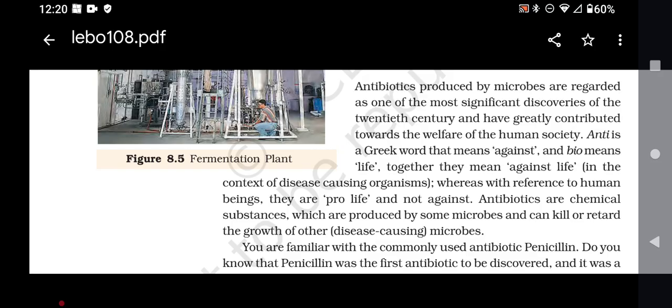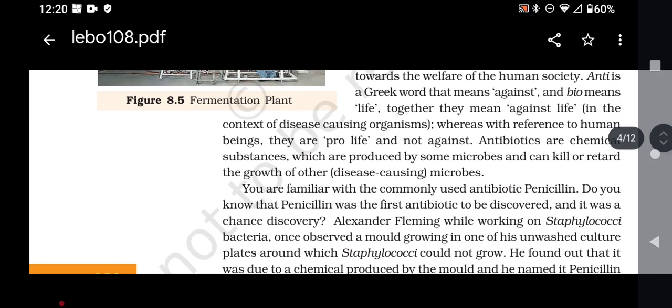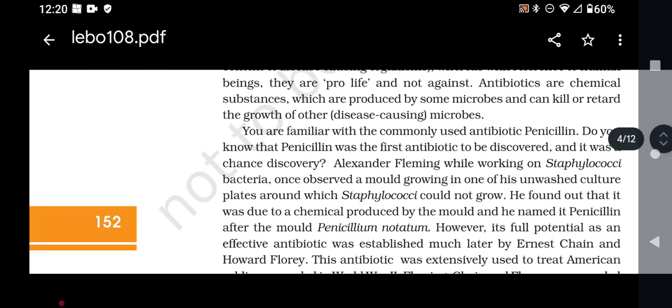Antibiotics are chemical substances which are produced by some microbes and can kill or retard the growth of other disease-causing microbes. You are familiar with the commonly used antibiotic penicillin. Do you know that penicillin was the first antibiotic to be discovered and it was a chance discovery? Alexander Fleming, while working on staphylococci bacteria, once observed a mold growing in one of his unwashed culture plates around which staphylococci could not grow.